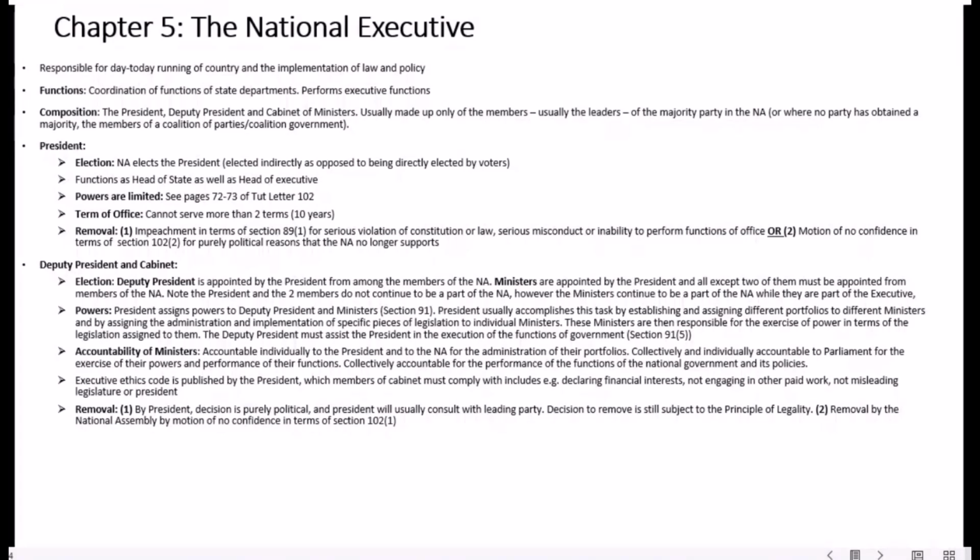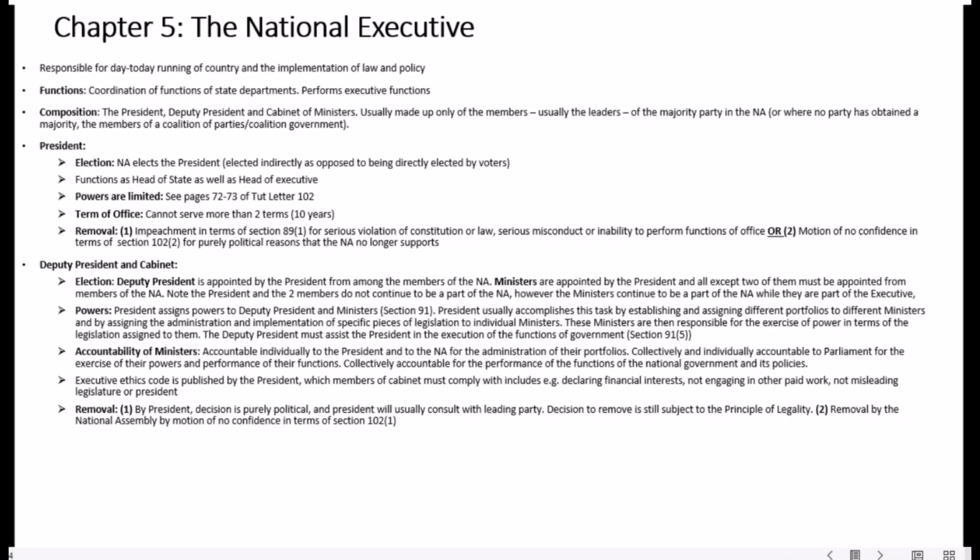So impeachment is regulated in section 89. They don't refer to the word impeachment. So if you go there and you're looking for the word impeachment and you don't see it, please don't get confused. We just refer to that mode of removal as impeachment, but in essence, it is referring to the removal of the president for a serious violation of the constitution, or of any law, or if there has been serious misconduct or an inability to perform the functions of office. So that's when you would impeach the president. It's a very high threshold, very serious.